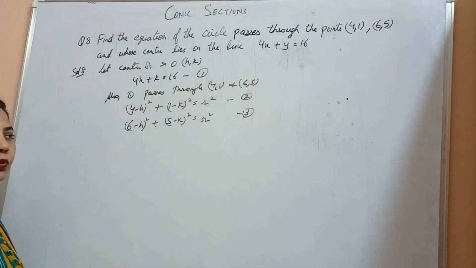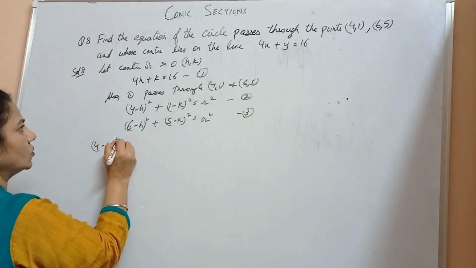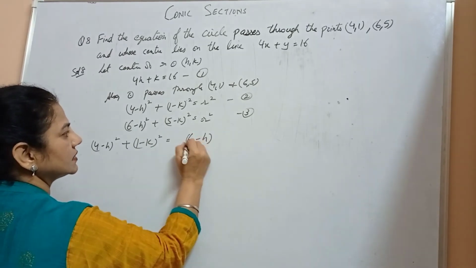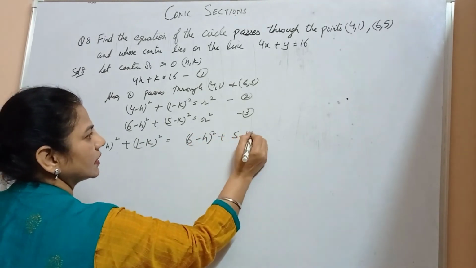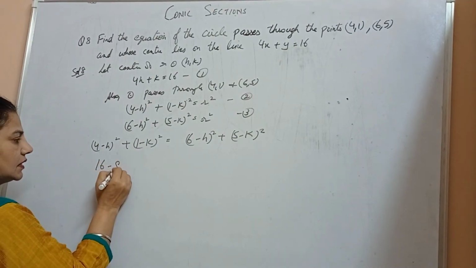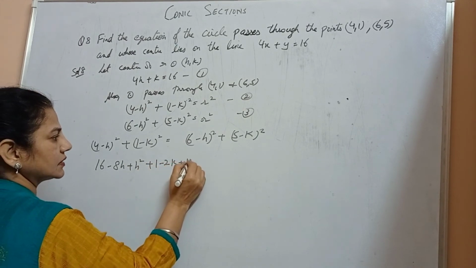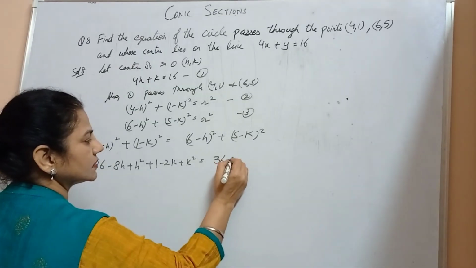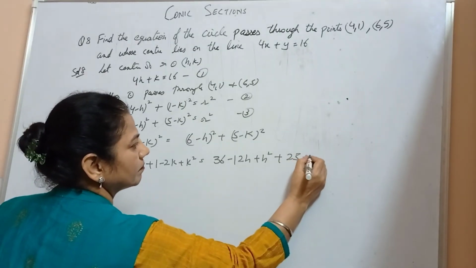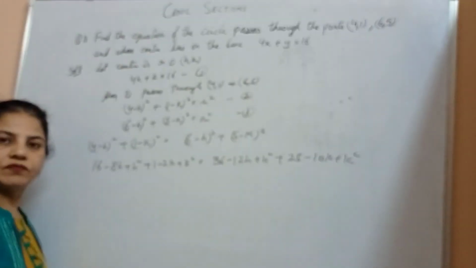Equating 2 and 3, equating these two equations, what should I get? 4 minus h whole square plus 1 minus k whole square is equal to 6 minus h whole square plus 5 minus k whole square. Now equating these, I get 16 minus 8h plus h square plus 1 minus 2k plus k square is equal to 36 minus 12h plus h square plus 25 minus 10k plus k square. k square and h square will cancel out from both sides.